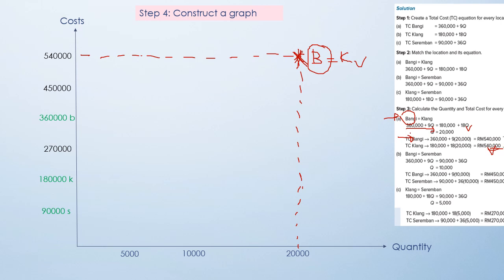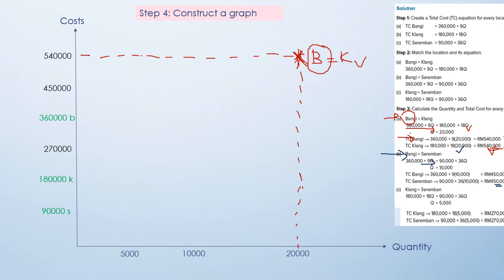Then we go to the second match, that is B, Bangi and Seremban. This is the match. So we will intercept the quantity and also the total cost. And if you cannot see clearly, you go back to the previous calculation.